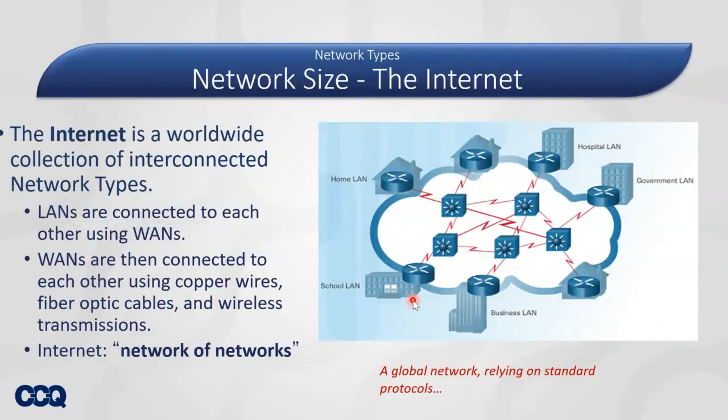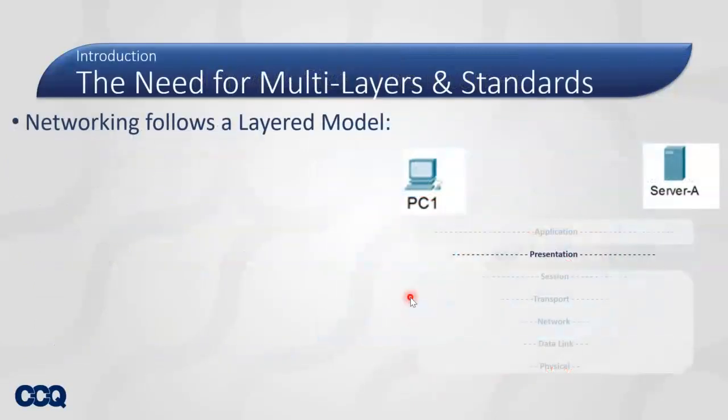So what is the internet? It is a network of networks. When we speak about the internet and networks, there is a need for multiple layers and standards, like the OSI, Open Systems Interconnection. It consists of 7 layers.